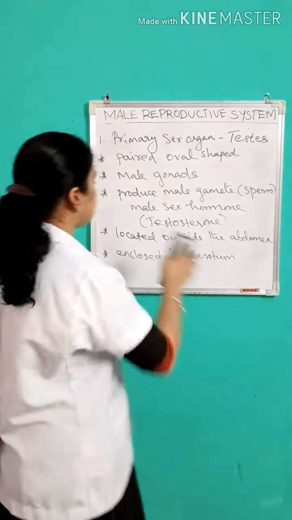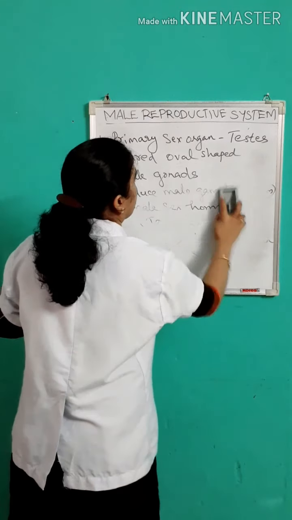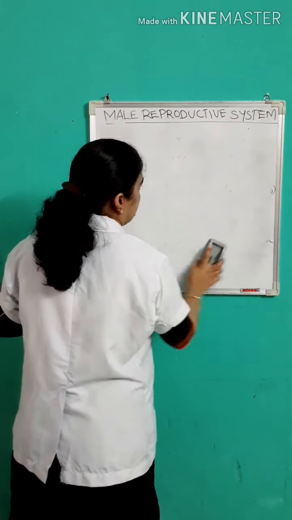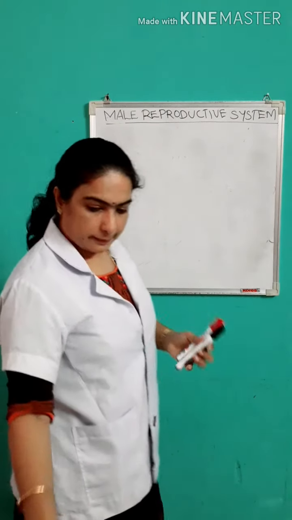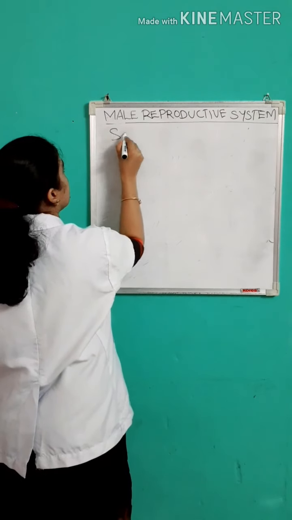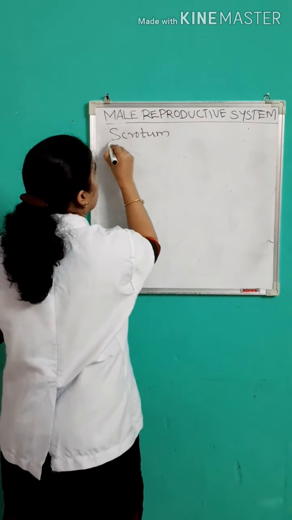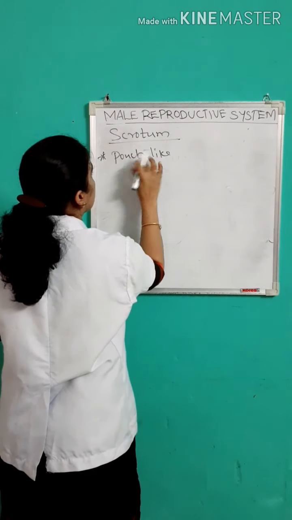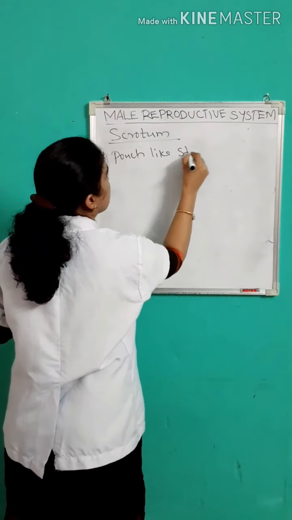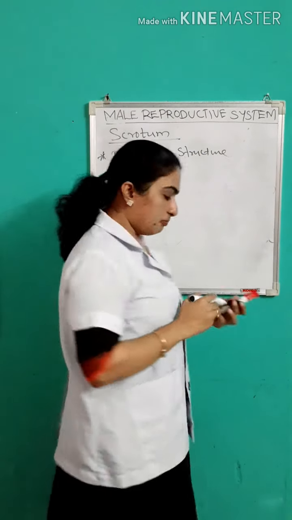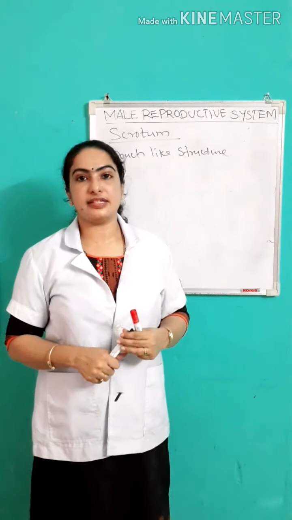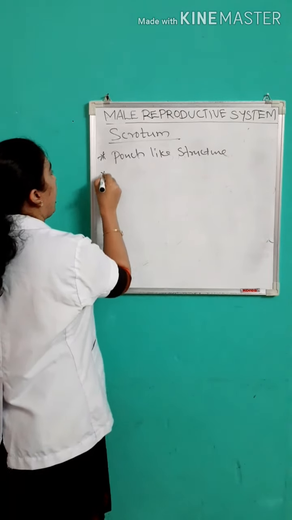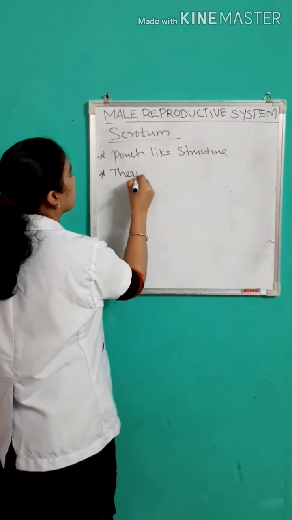What is the scrotum? The scrotum is a pouch-like structure, and it is made up of thin skin and muscle layers. And this scrotum acts as a thermoregulator.